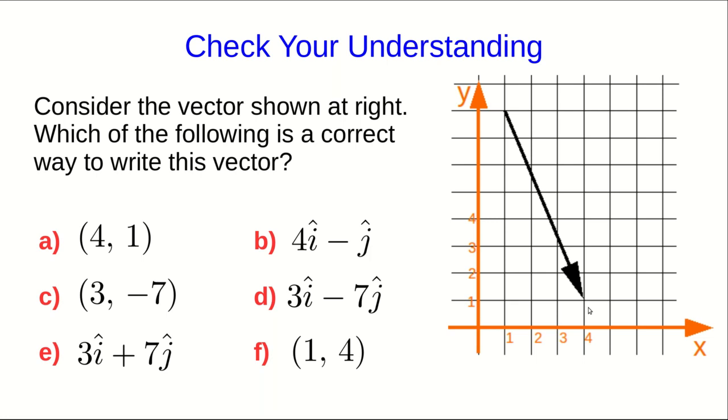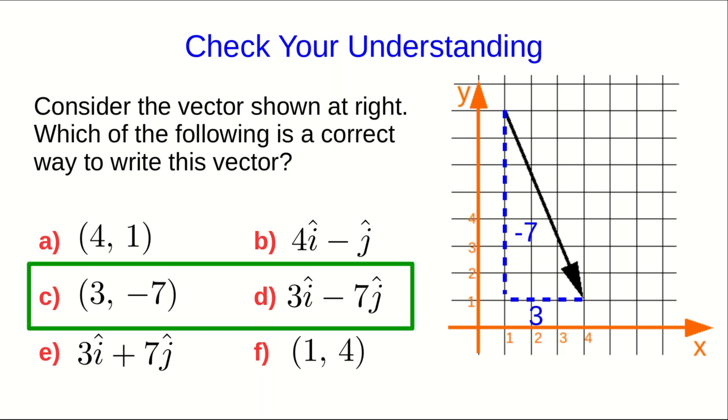Well, how did you do it, writing down this vector? All we need to do is look at, as you go from the tail to the tip, how far in the x and y direction do you go? And so the answer is either C or D. Both of those notations are fine. I'll tend to use the i hat, j hat notation.